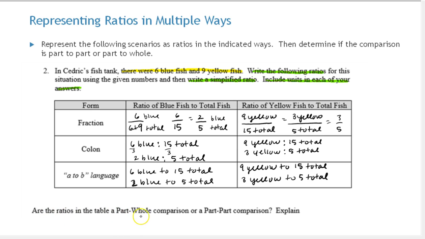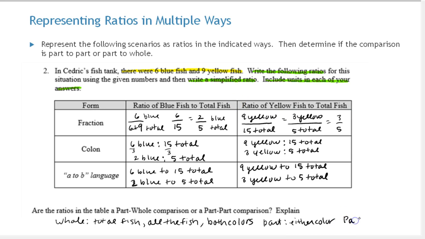Are the ratios in the table a part-whole comparison or a part-part comparison? Explain. Well, the whole in this case would be what we could say total fish, or you could think of it as all the fish in the tank, or you could think of both colors. So the two colors combined gave us the total number of fish, and a part would be either color fish. So notice in both cases we compared a part, either blue or yellow fish, to the total number of fish. So this is a part-whole comparison.